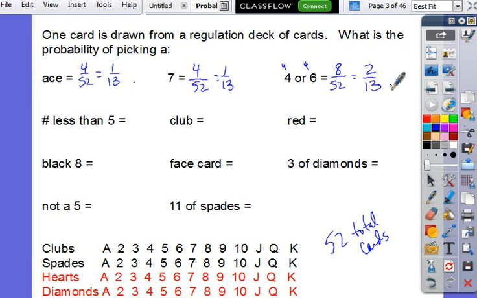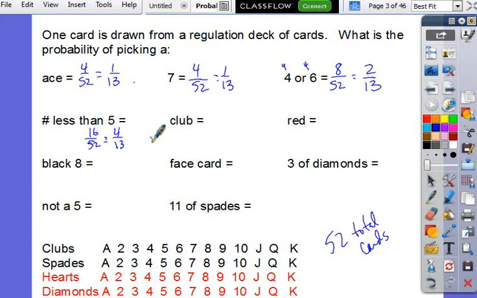All right, a number less than 5. This is where it's important to remember, what are we counting the ace as? A 1. So if the ace is a 1, then all of this group right here would be less than 5. How many cards are in that group? 16 over 52. 16 out of 52, which is 4 out of 13.